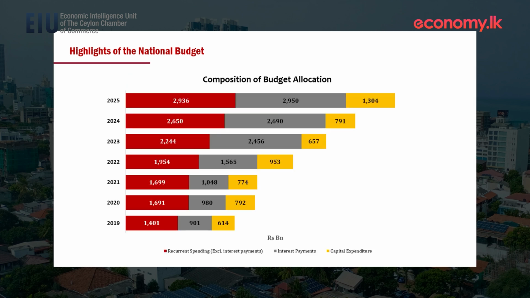Next up, you see here on the expenditure side, interest payments, capex from 2019 to 2025, and the composition of the expenditure. You see capex has increased in absolute terms, and also as a percentage of GDP. In the budget, the capex allocation was about 4% of GDP, or in absolute terms 1.3 trillion rupees. And from that 1.3 trillion rupees, about 480 billion rupees have been allocated for road building and bridges, likewise for the port.